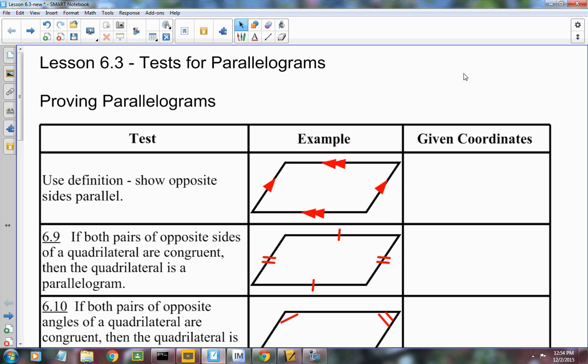What were you going to say? Opposite angles are congruent. Good. Okay, they're supplementary. So your consecutive angles are supplementary. Good. What if you have one right angle? Then they're all right. Good. What did we learn about the diagonals? They bisect each other. They intersect each other at their midpoint.